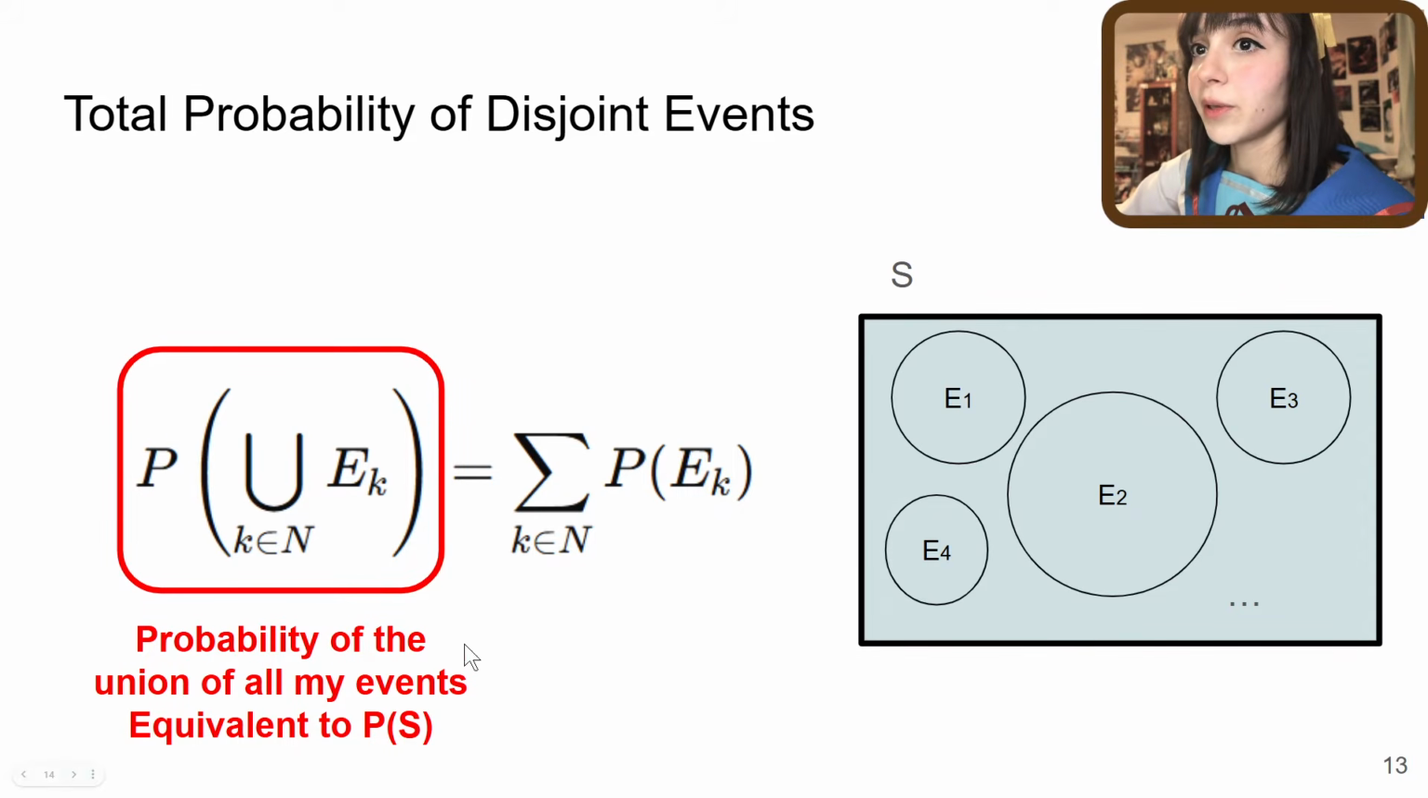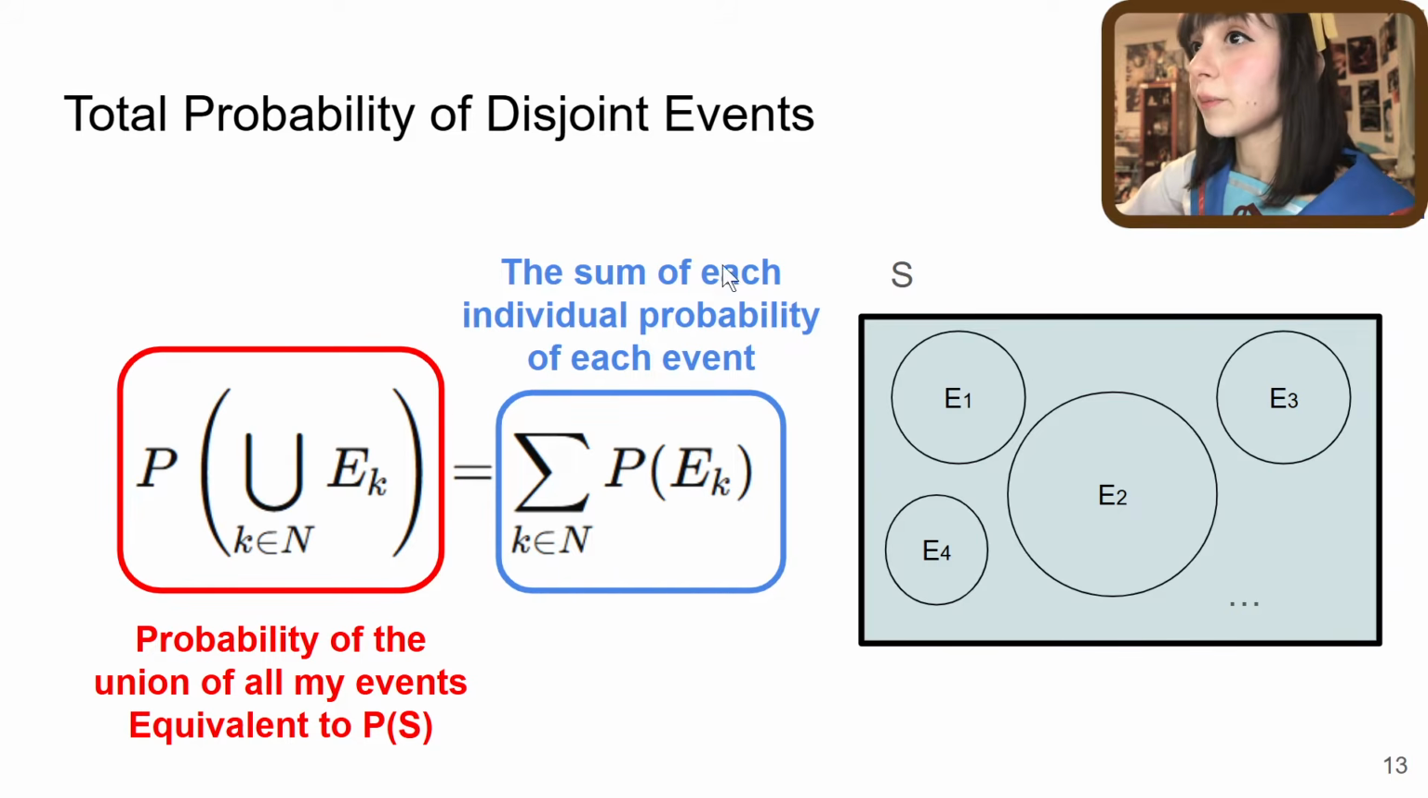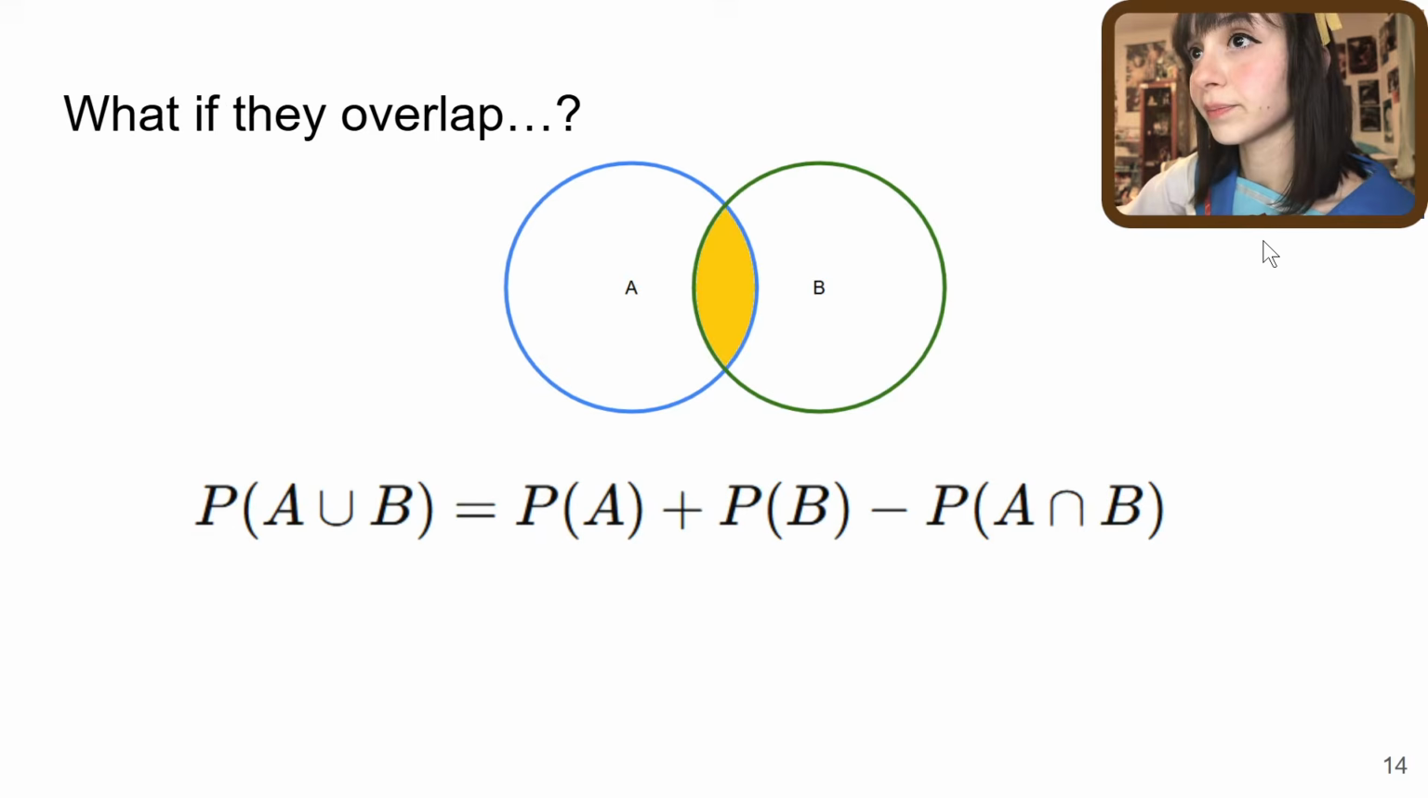So the probability of the union of all my events is equal to the probability of S, and this is the sum of each individual probability for each event. But what if they overlap? It gets a little bit more complicated when they overlap.